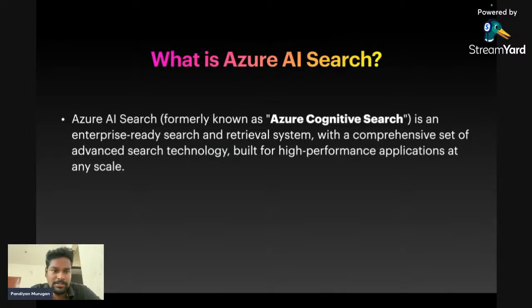What is Azure AI search? Azure AI search is formerly Azure Cognitive Search. It's mainly for an enterprise-ready search and retrieval system with a comprehensive set of advanced search technology built for high performance. Mainly, we will have searches based on the data sets we provide. Either it can be company-based enterprise data or particular entity-based data. Let's say we are going for healthcare data, we could index those items as part of a document or vectors, and that can be searched using this service.